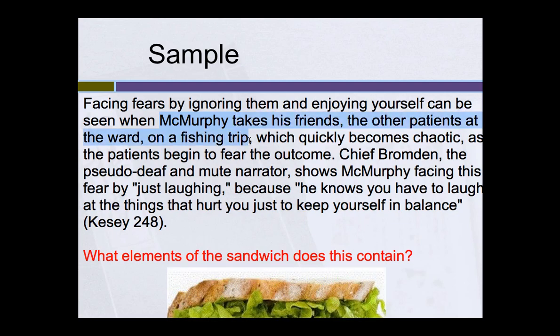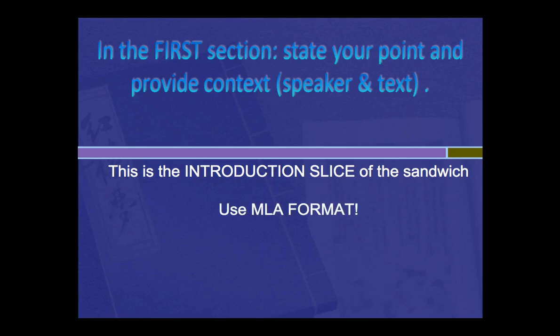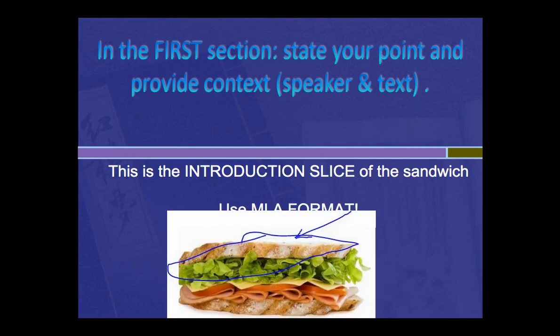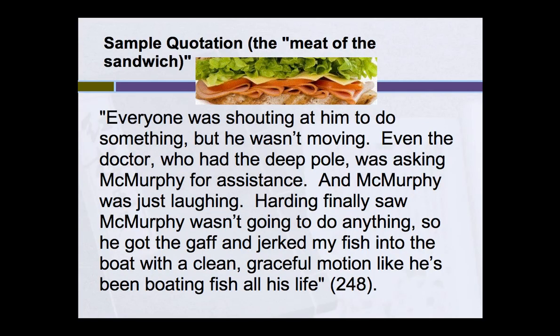And you can see the top piece of bread there. We've got the context. Then we have finally the speaker, Chief Bromden, who is going to be describing how McMurphy is just laughing, and the rest of the quotation cited with MLA style. So clearly that's a nice top piece of bread for an evidence sandwich. Okay, so again, the introduction with MLA format is going to provide the context, the point, and the speaker in text. Okay, just a reminder of that.